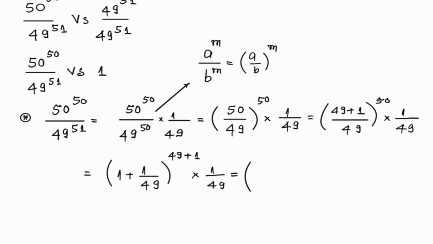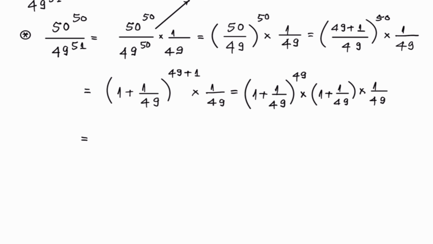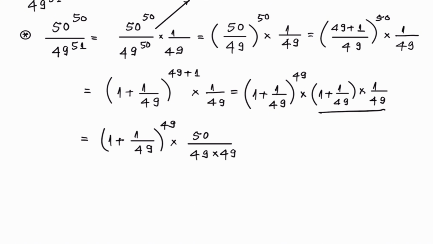And now we can separate 1 plus 1 over 49 to the power of 49 and then times one more factor, so we will get 1 plus 1 over 49 and times 1 over 49. Then we will get 1 plus 1 over 49 raised to the power of 49, and then times 50 over 49 times 1 over 49, for these two numbers here.